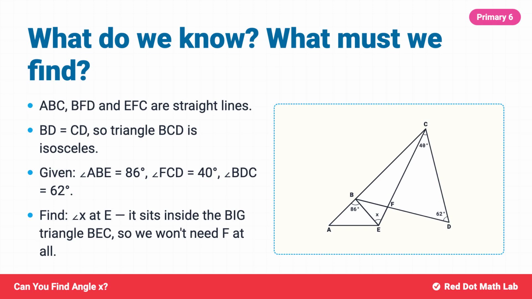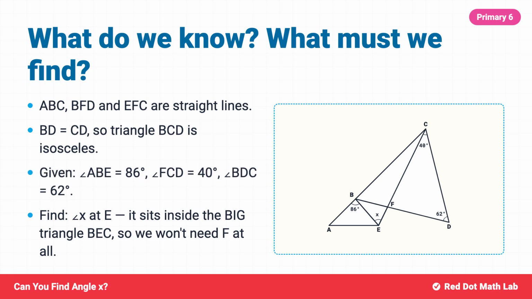Alright, let's organize our clues. First, ABC, BFD, and EFC are straight lines. Straight lines are wonderful because angles on a straight line always add up to 180 degrees. Second, BD is equal to CD. Do you see what that means? Triangle BCD has two equal sides, so it is an isosceles triangle.